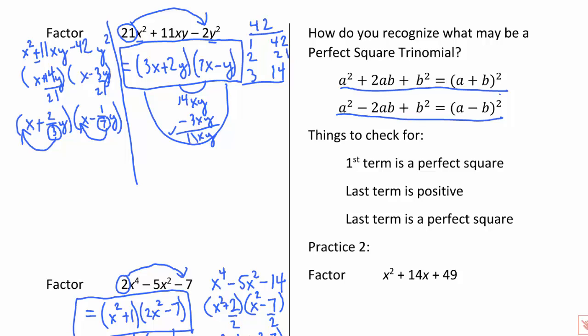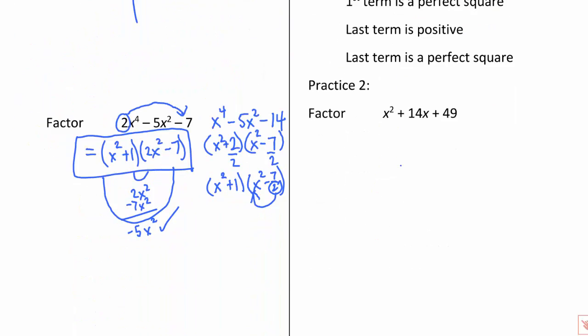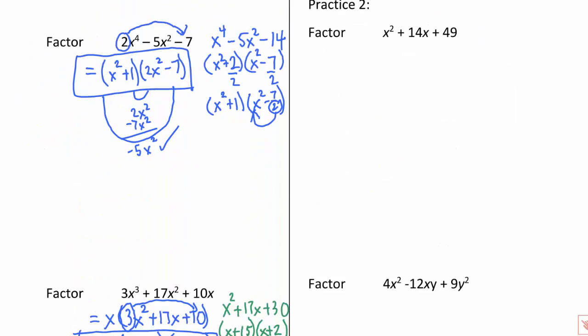The things to check for. The first term is a perfect square. The last term is positive. It has to be positive. And the last term is a perfect square as well. So those three things usually mean that you have a perfect square trinomial. The question is how does that help us?